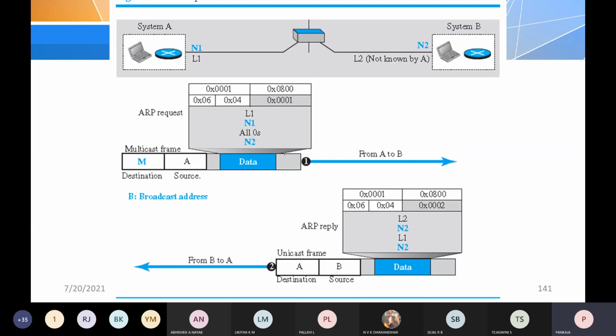Okay, so let me just move on to one example. You can just go through this example for ARP, how ARP works. Okay, this is an ARP packet. Can you observe here? This is the ARP request from system A to system B. In case any other device is also connected, it is going to send this ARP request to all the devices.